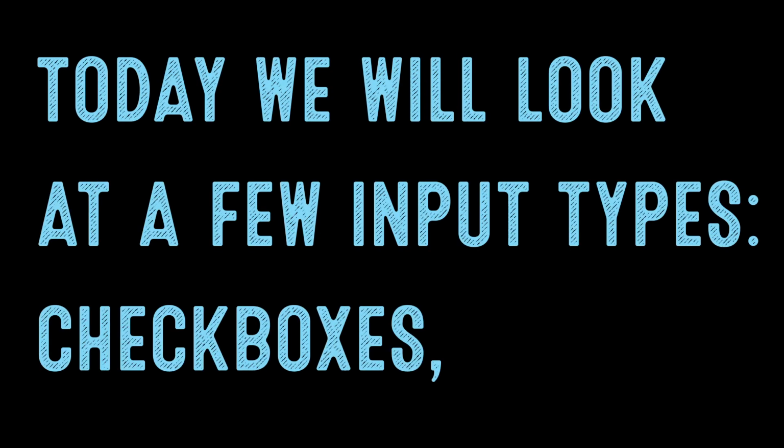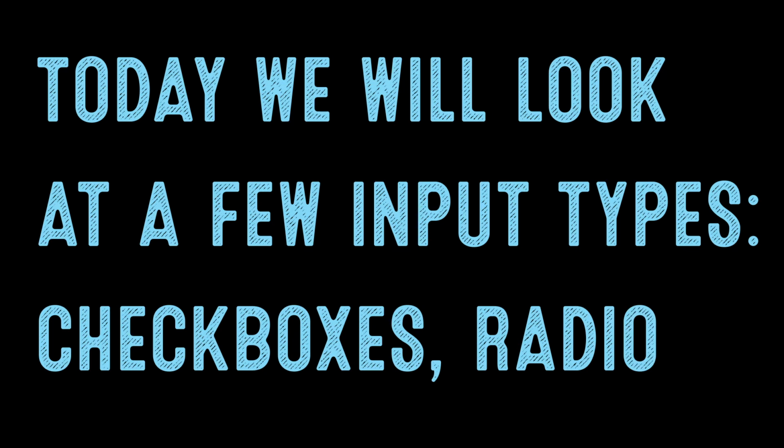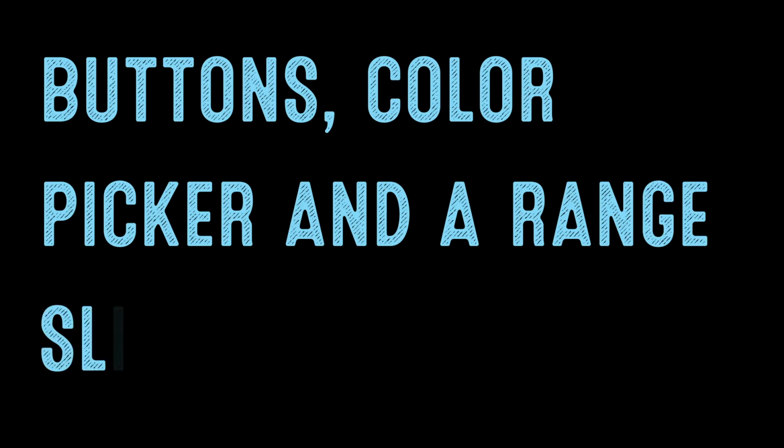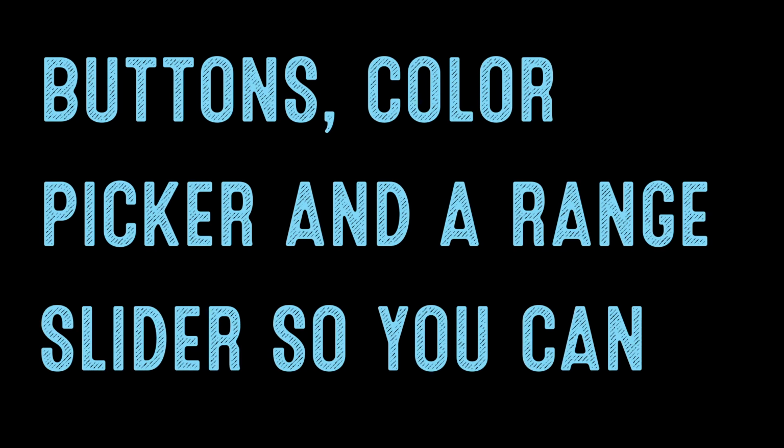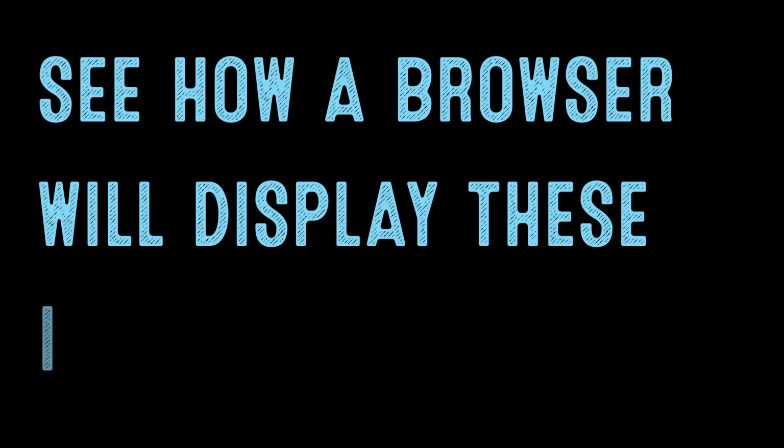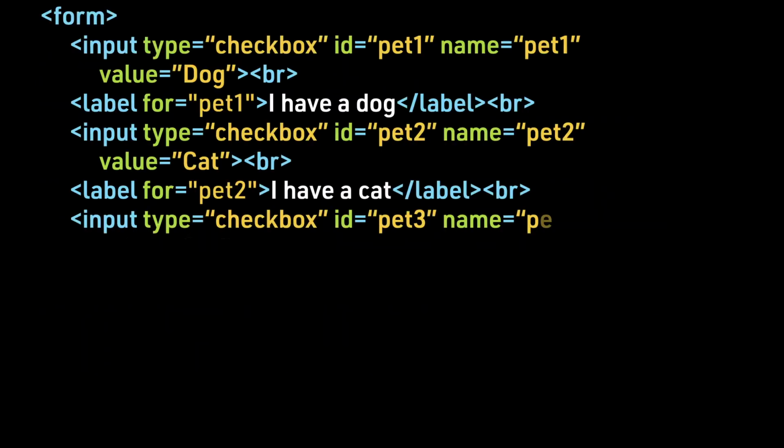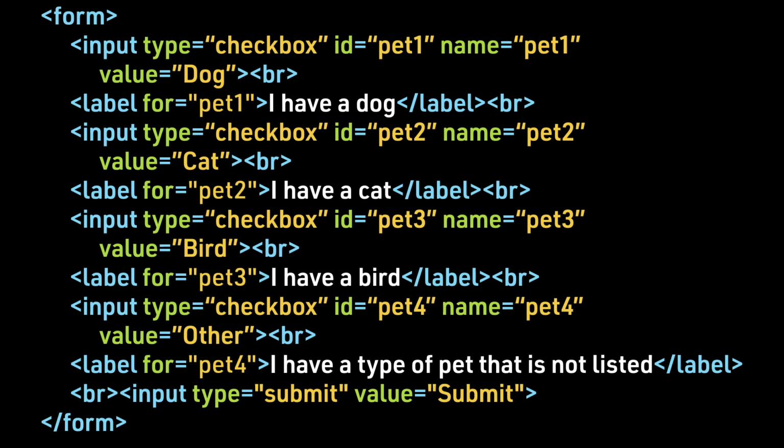The Daily Code Snippet. Today we will look at a few input types: checkboxes, radio buttons, color picker, and a range slider, so you can see how a browser will display these input types. Here is a sample code for a checkbox form.